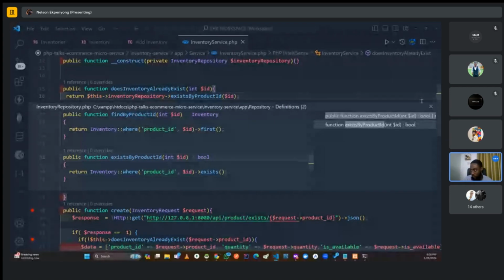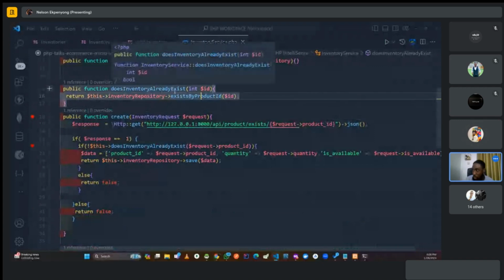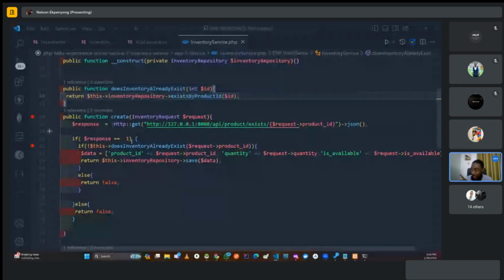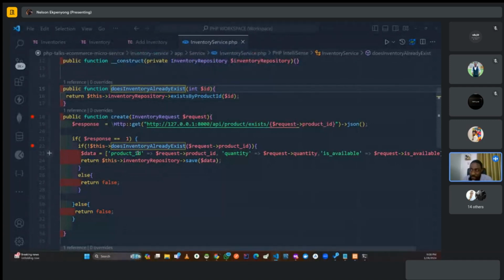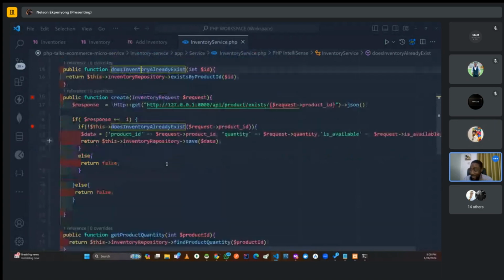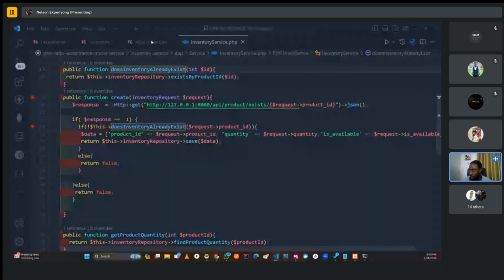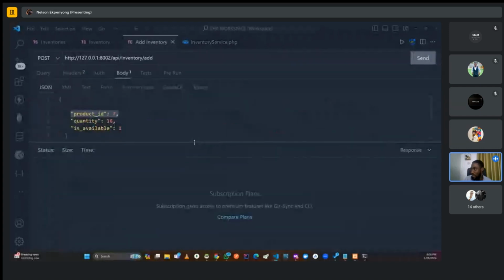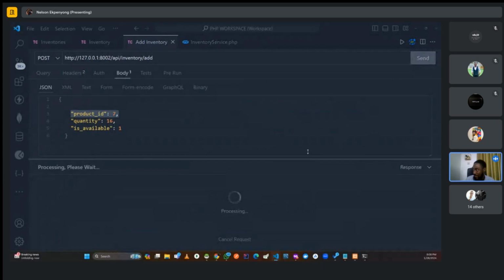So the service is calling this service. This does inventory already exist is calling that repository. So your create will call this method first to find out whether this inventory exists. If it does not exist, then create the inventory, right? So let's go and now pay attention to how fast this is. Pay attention to.